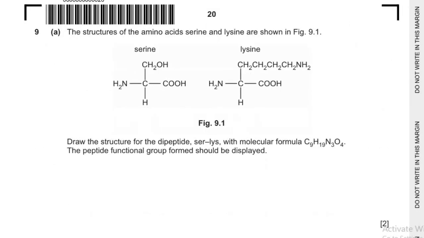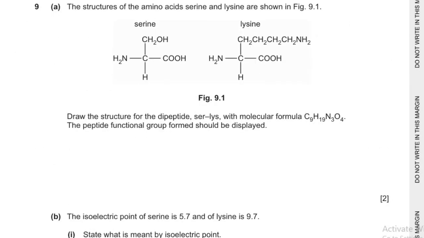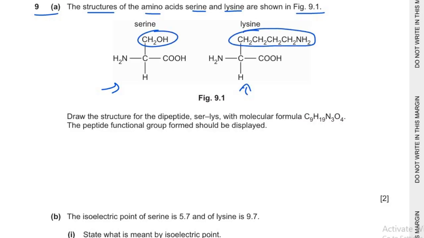Let's go ahead with question 9 here. Question 9A: the structures of amino acids serine and lysine are shown in figure 9.1. The two structures are shown with the side chains shown here. Now the remaining part of all amino acids is the same. What differs is these two side chains in all the amino acids.